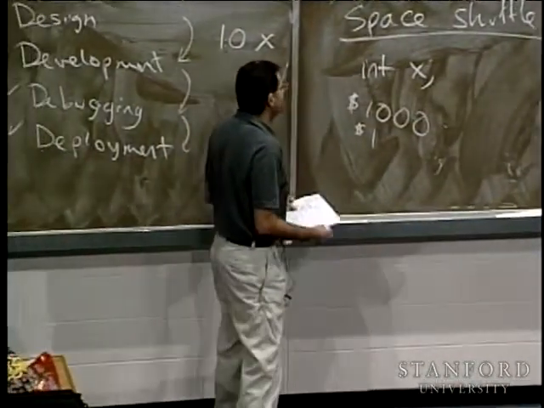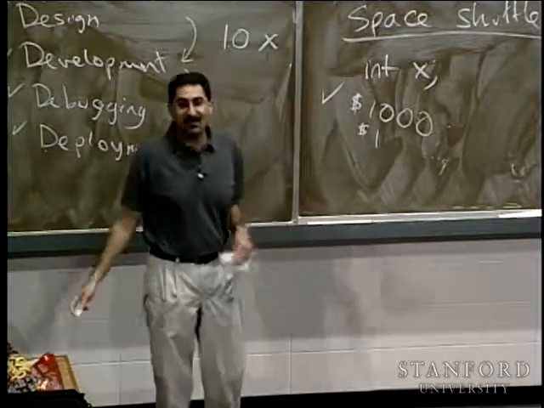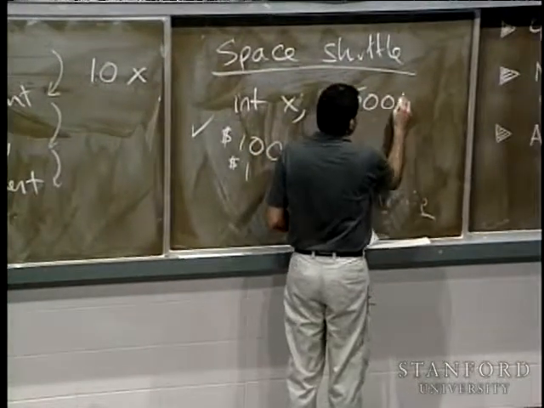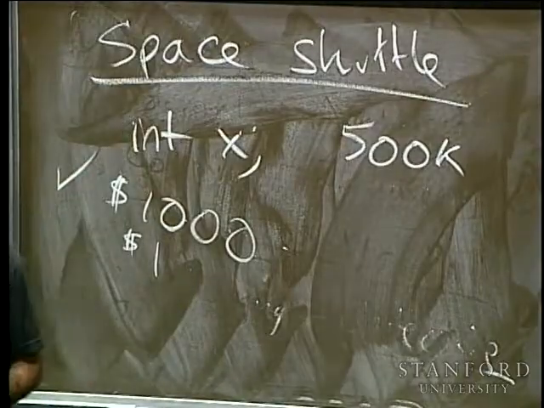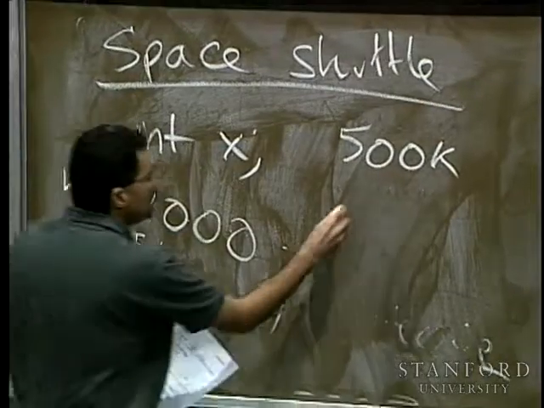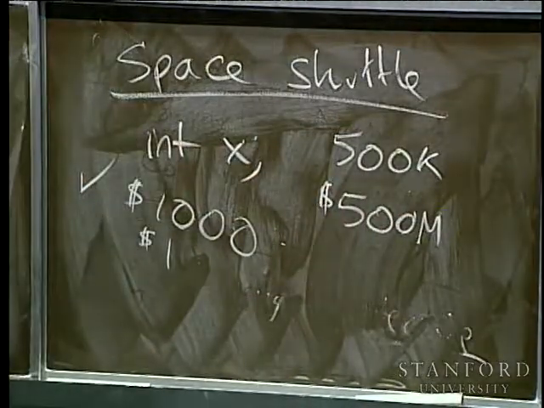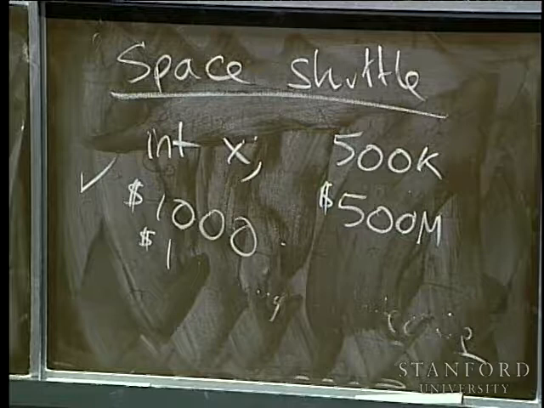That's the right number. There were about 500,000 lines of code in the initial version of the space shuttle, and now there's more, and it took a total cost of $500 million to develop that software. So this is serious, right?